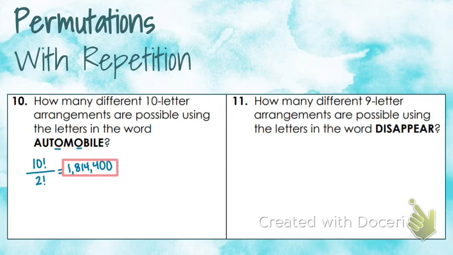It doesn't show us a different arrangement. It didn't change anything. So we have to take out some of those options because they're going to be repeats.